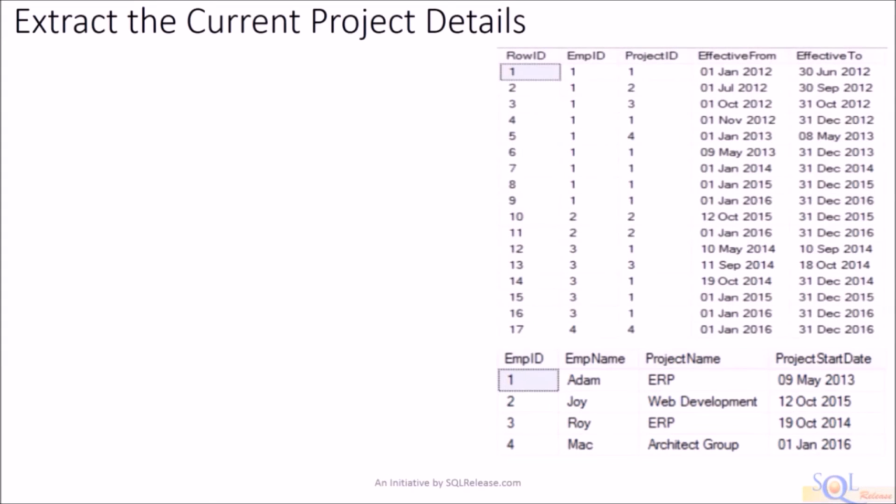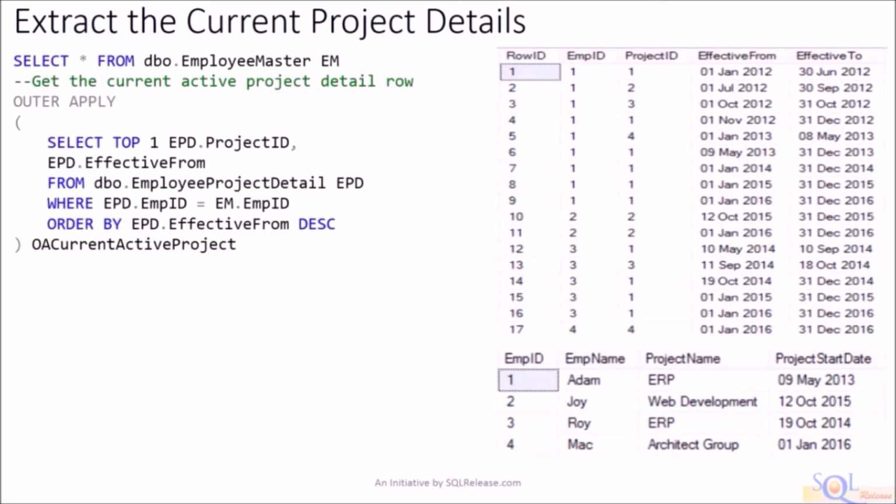Let's discuss how we can write a T-SQL query to get the required output from the employee project detail table. So if we write a query with an outer apply as this to extract the current row for each employee, we get this output.